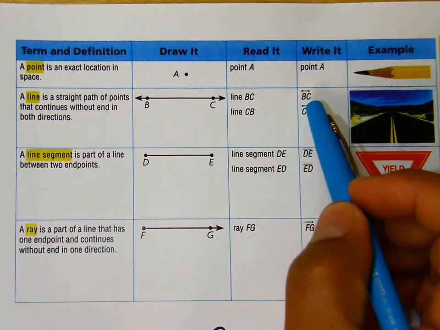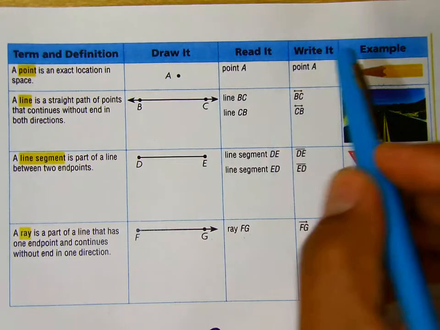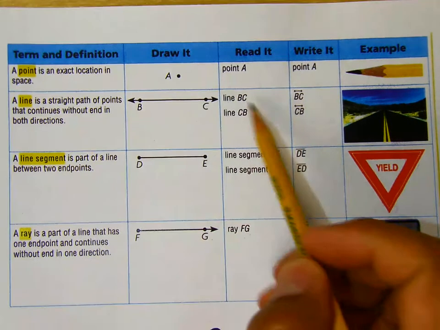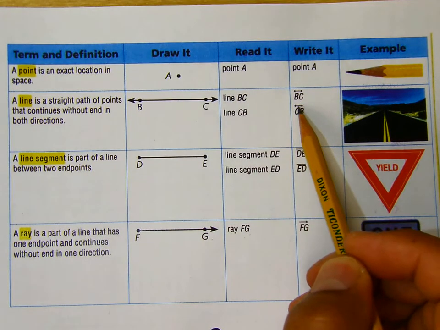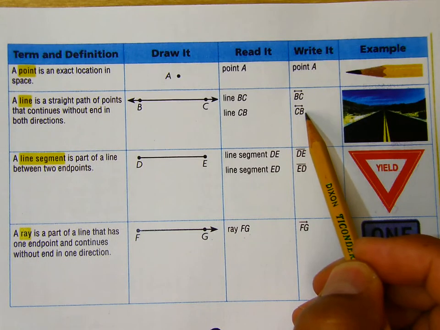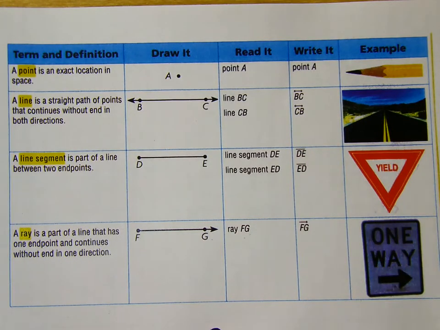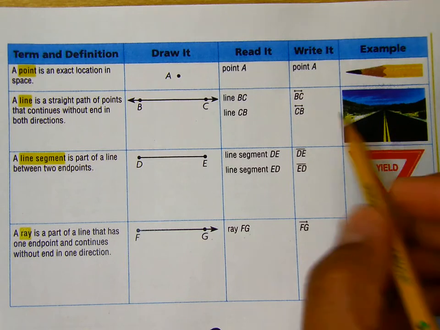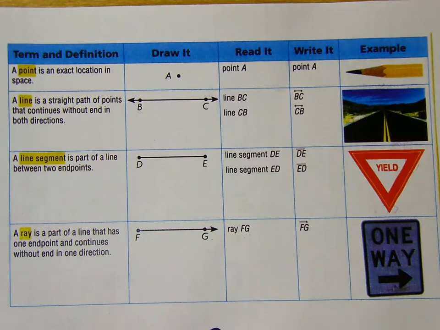When we write it, we draw a line on top of the points. So we make a line, and then we write the 2 points, BC or CB. An example of this would be a road, a long straight road would be an example of line CB.